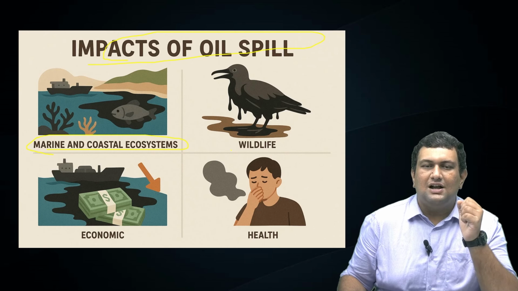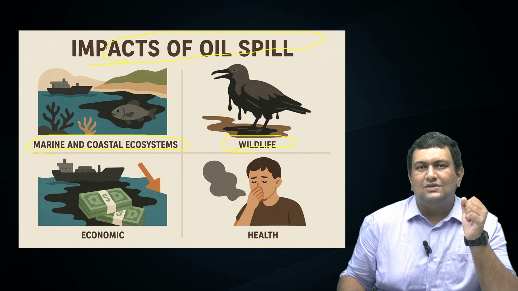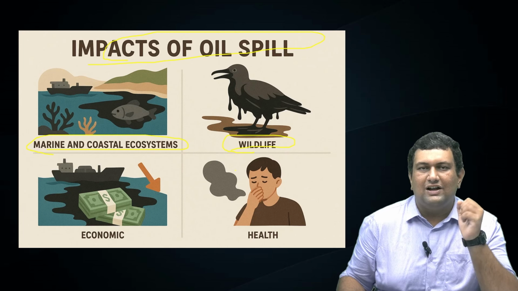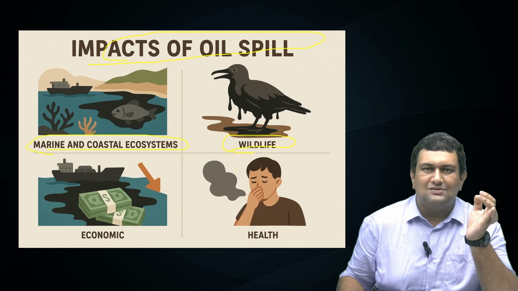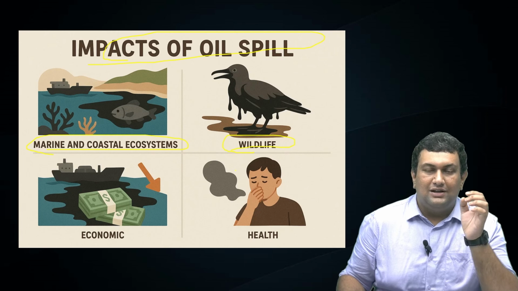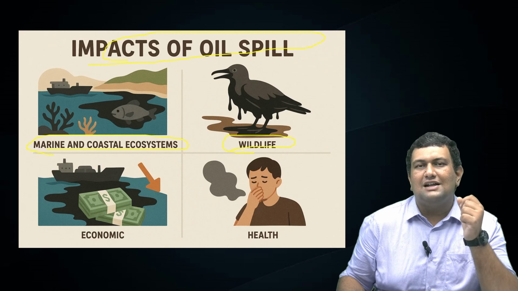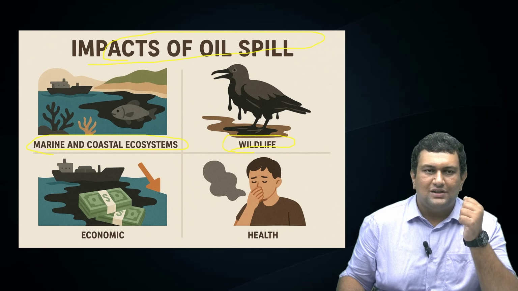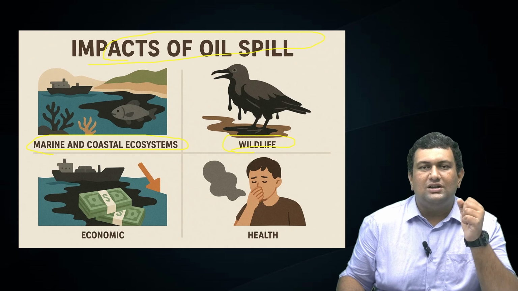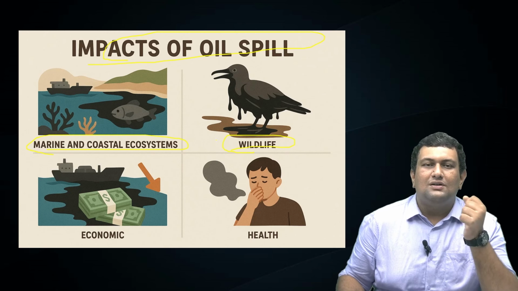So next is regarding the impact on wildlife. For example, this contamination will also lead to poisoning of wildlife species such as tortoises, other marine species, and also birds, etc. And in certain cases, birds have a natural insulation of feathers. Due to this oil coating, this natural insulation might get removed.